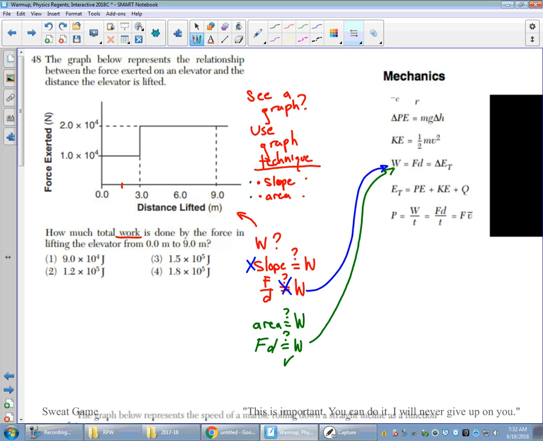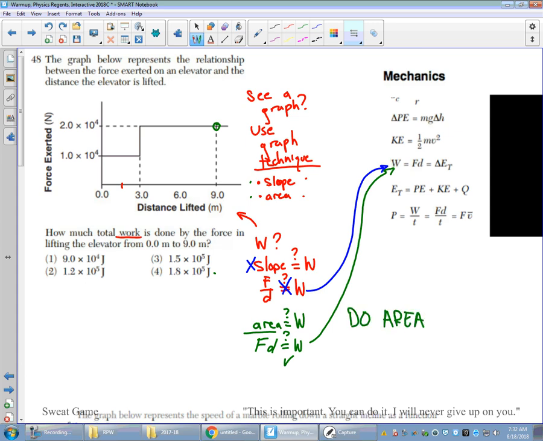They say, oh, F times D. And they jump over here to the end of the graph, and they see the force is 20,000 newtons. The distance is 9 meters. 20,000 times 9, 180,000. Here's my answer choice, done. And, of course, you would be wrong, because you still have to go back and do area.